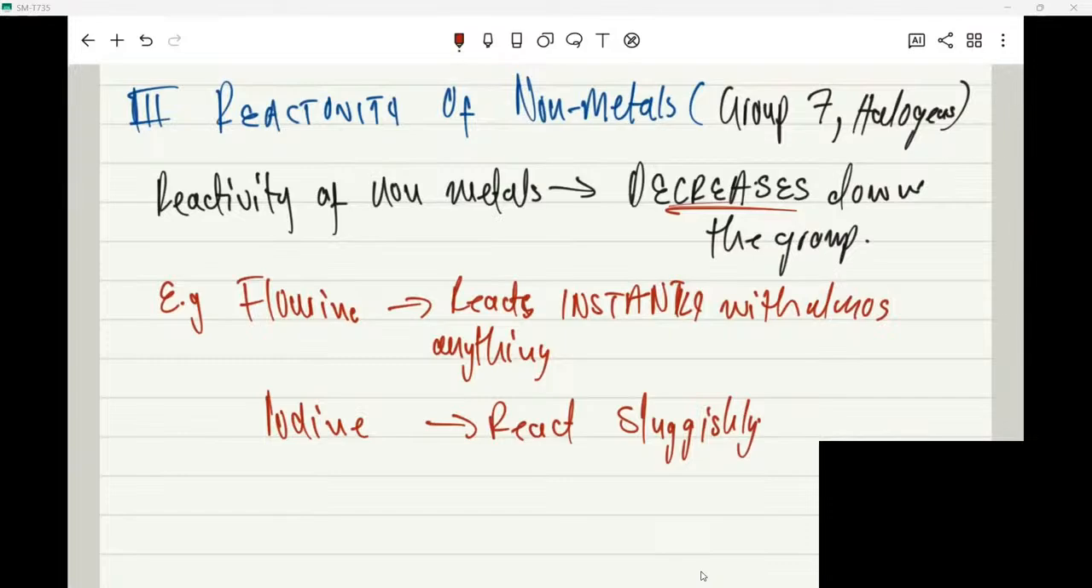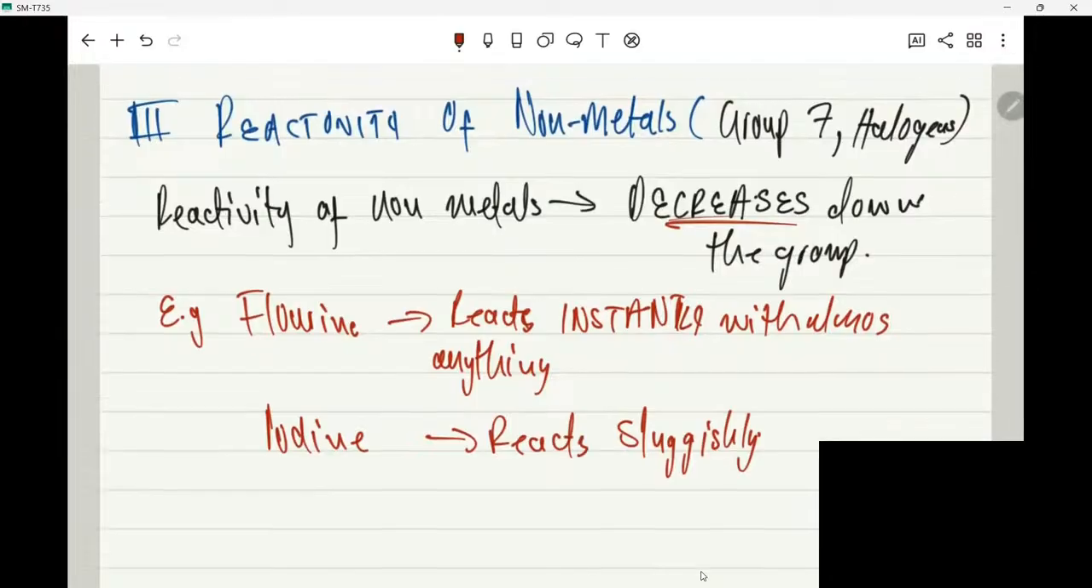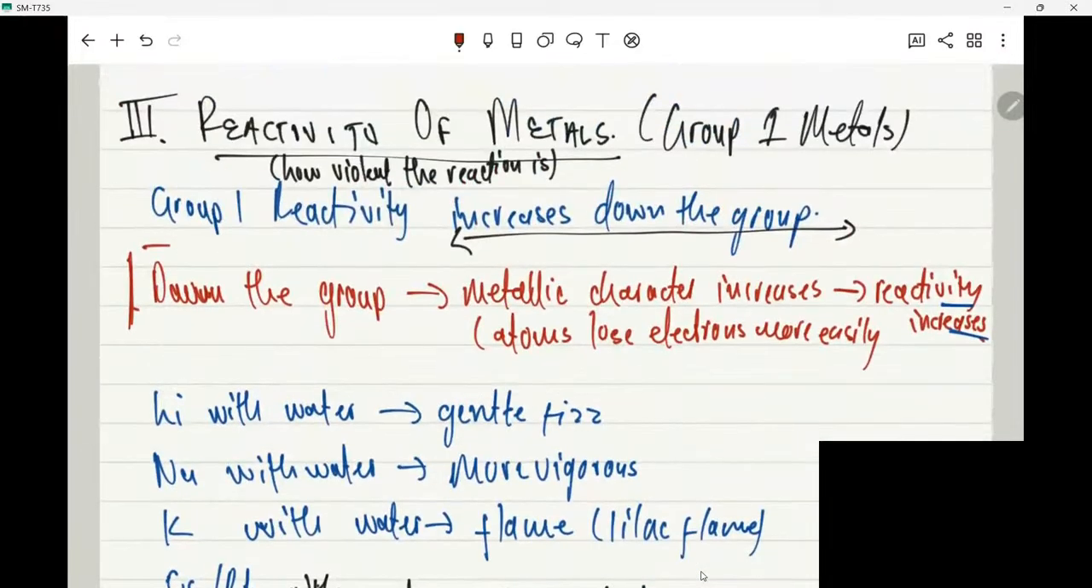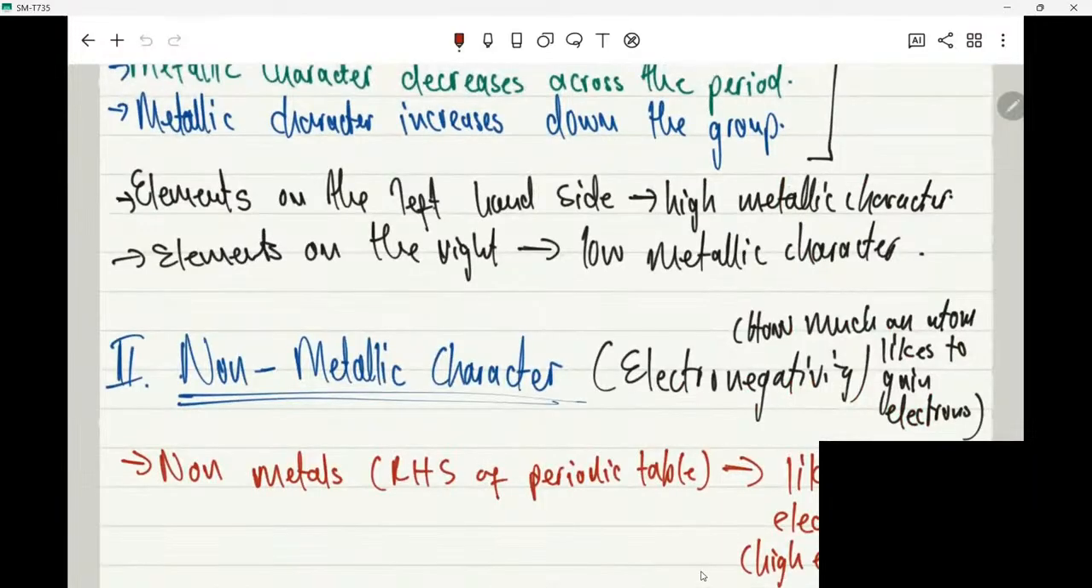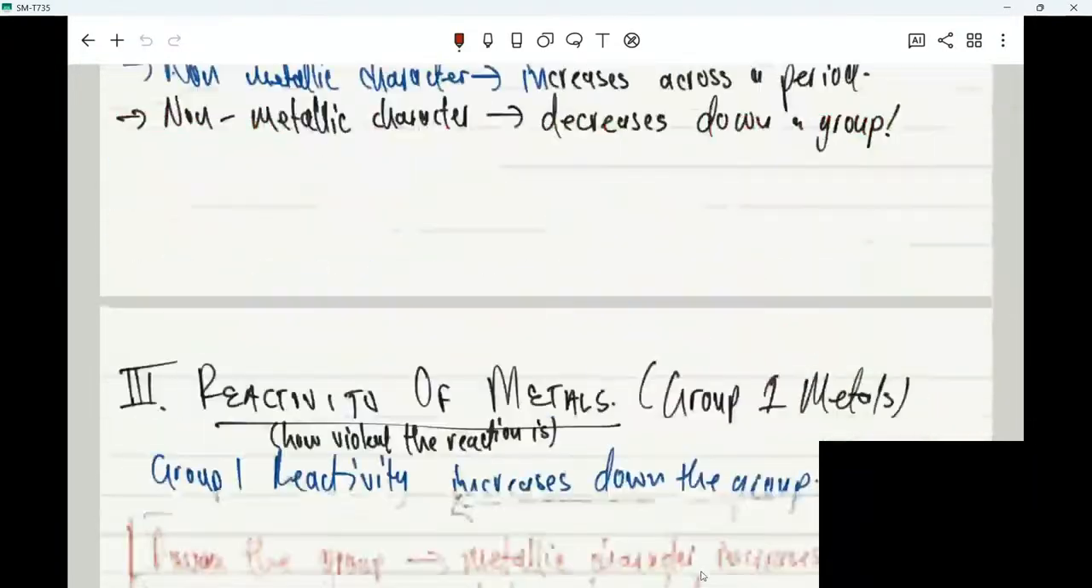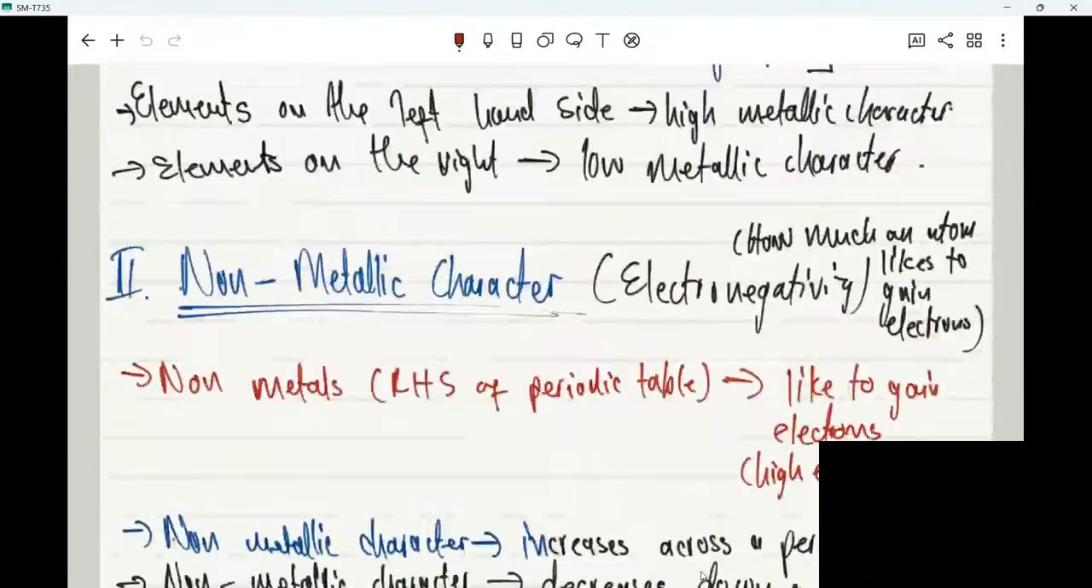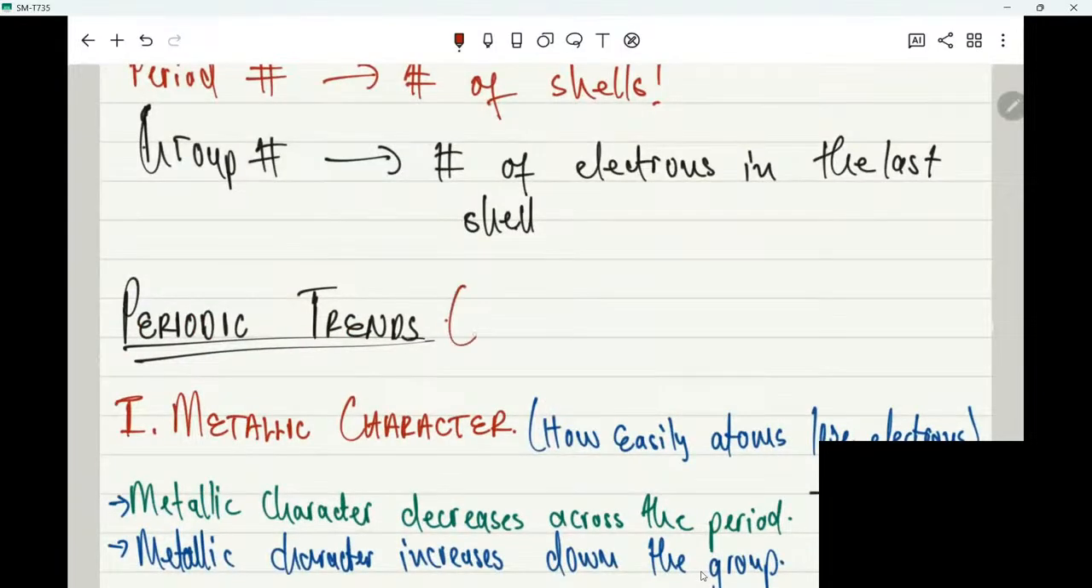Now let's talk about it. Let me continue with the rest. So we were saying, okay, iodine reacts sluggishly. So this is a bit of reactivity of nonmetals, reactivity of metals. Then you talked about the non-metallic character and the metallic character. So these are general trends. So can you say periodic trends? And I want you to say here, general trends.